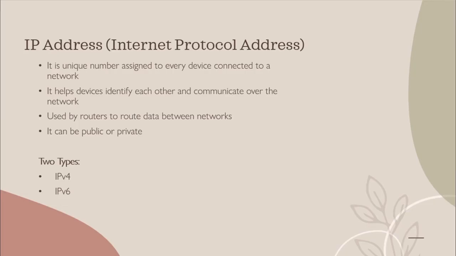Likewise, in the network, if the devices want to make the connection or want to get any data from the internet, then the IP address is used. And it is used by the router to route the data between the networks, and the IP address can be either public or private. We are able to decide it also, and the IP address can also be static or dynamic. And there are two types of IP address. One is IPv4 and another one is IPv6.